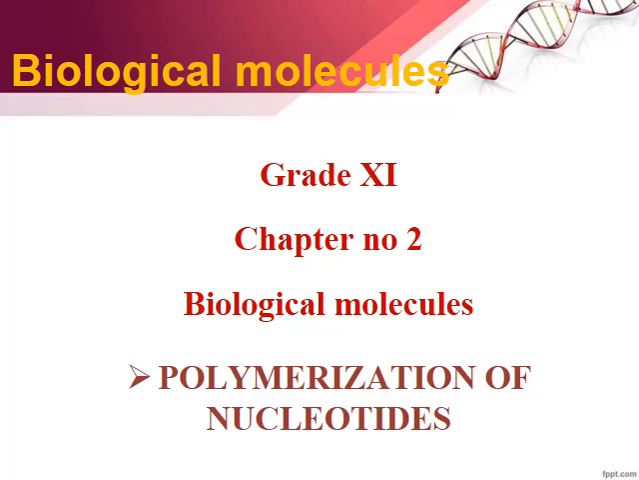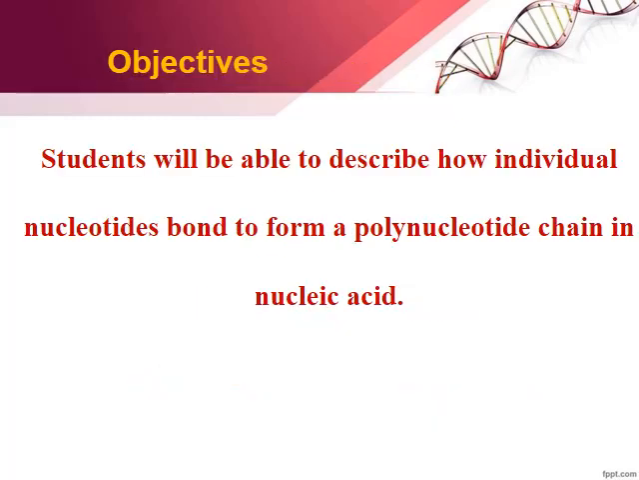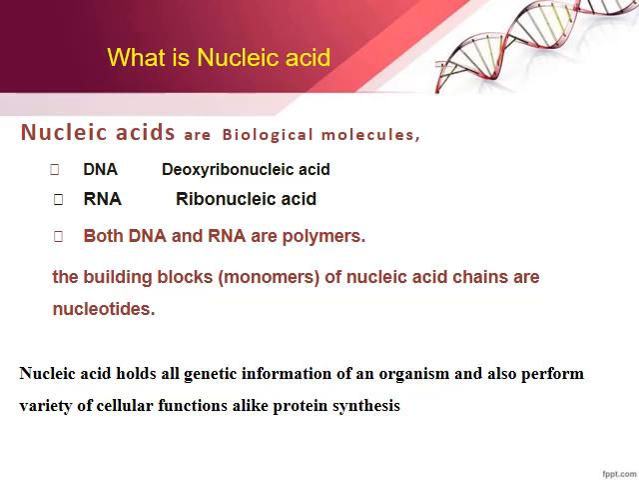Students, today we will discuss the polymerization of nucleotides from chapter number 2, Biological Molecules. Students, you will be able to describe how individual nucleotides bond to form a polynucleotide chain in nucleic acid. Before starting the topic, let us discuss what nucleic acid is.